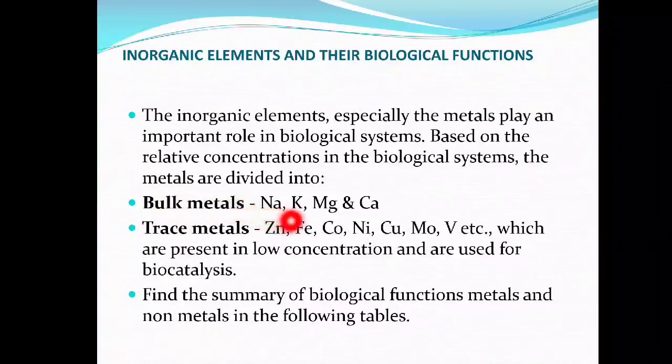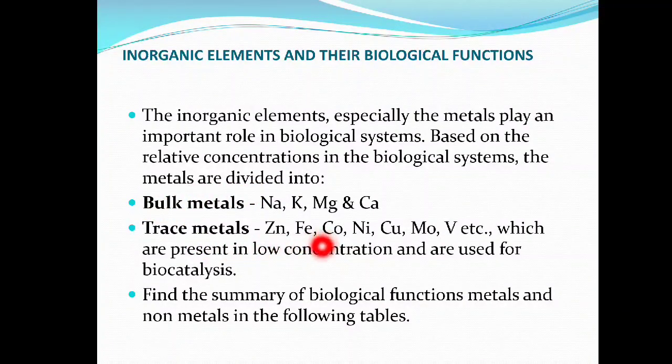The bulk metals are sodium, potassium, magnesium, and calcium, and all other metals, that is trace metals, are zinc, iron, cobalt, nickel, copper, molybdenum, vanadium, etc. They are present in very low concentration and they are useful as biocatalysts. So we have only four metals as the bulk metals. They are present in large excess. Based on the abundance, we have classified the bulk metals and the trace metals.